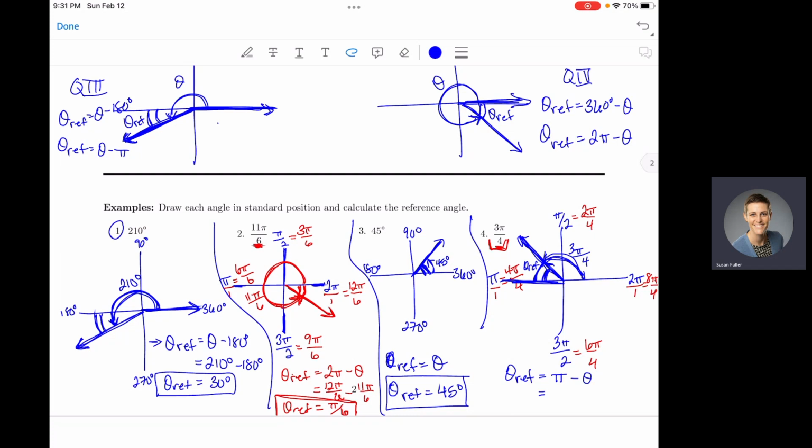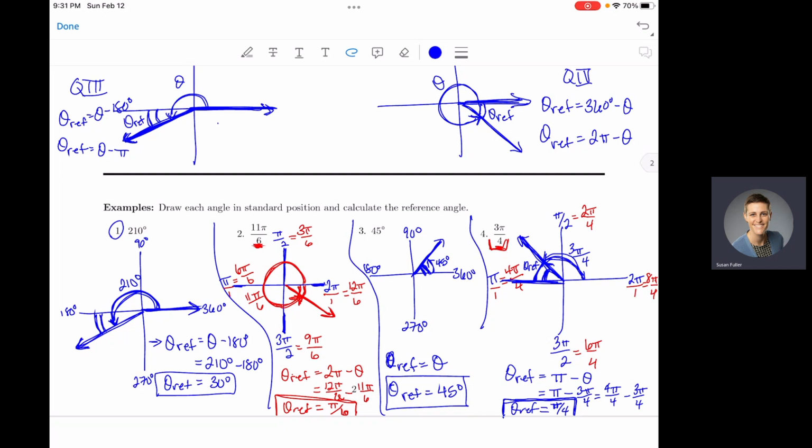So that means I'm going to take pi radians and subtract my angle theta, which here was 3 pi over 4. I'm going to get a common denominator and do 4 pi over 4 minus 3 pi over 4. And when I do that subtraction, this is going to be 1 pi over 4. That is my reference angle. Sorry, I know it's kind of tight down here, trying to squeeze that into a small space. So my reference angle here is pi over 4.